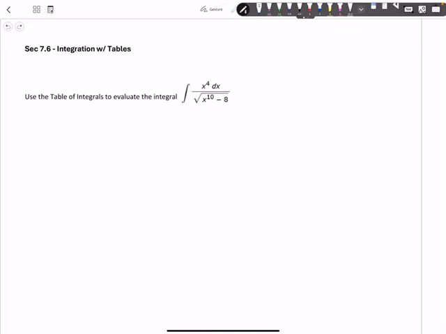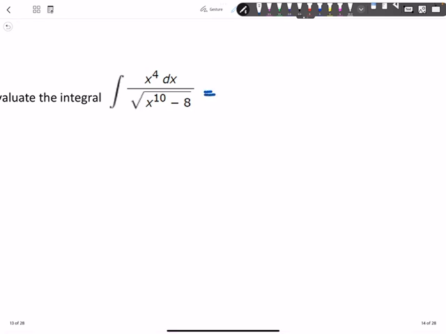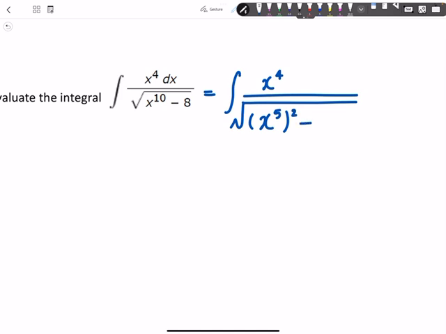Hey, this video is on integration using tables. And the first problem that we will look at here is the integral of x to the power 4 divided by the square root of x to the power 10 minus 8. I'm going to start this problem by just making a simplification to my expression here. I will write this as the integral of x to the power 4 divided by the square root of x to the power 5 squared minus 8 dx.